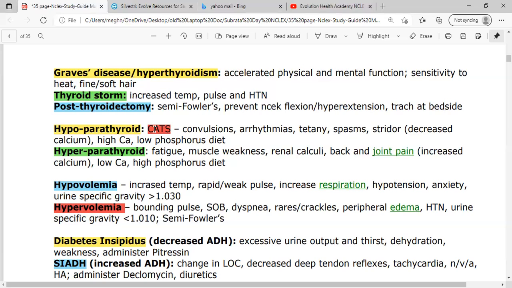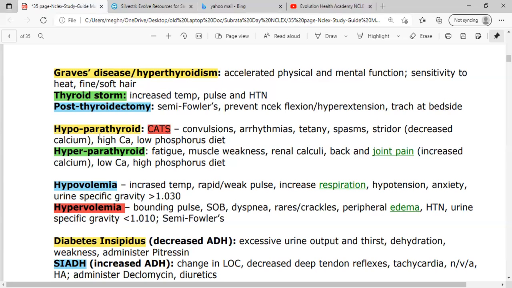In case of hypoparathyroidism, we have to check for convulsion and arrhythmia, and monitor for dysrhythmia. Also, tetany is common, causing spasm and stridor. These are the signs and symptoms that develop because of decreased calcium, because the patient has hypoparathyroidism.